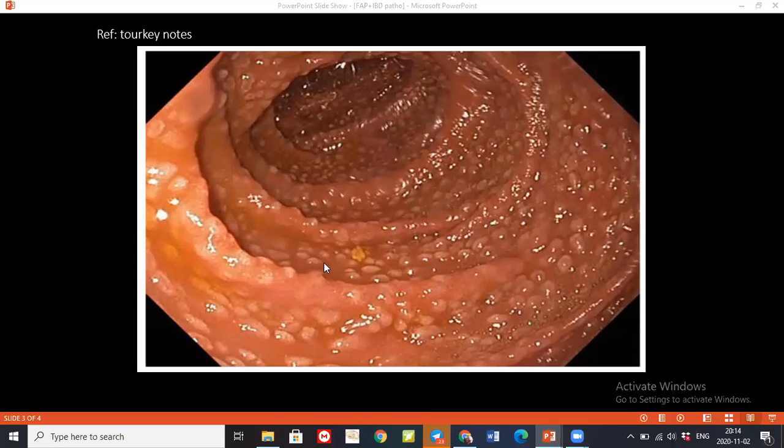What do you see in this image? I am seeing multiple polyps for the colon. Sigmoidoscopy reveals multiple polyps on the wall of the colon.